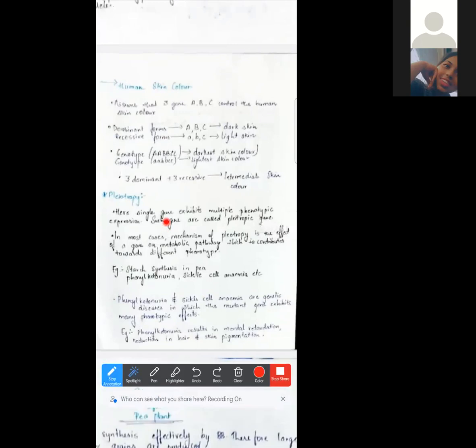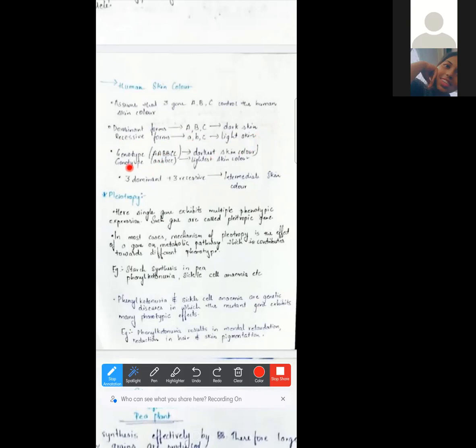Human skin color is controlled by 3 genes. We assume them as A, B, and C. They control our human skin color. If all of them, capital ABC, are the dominant form, which represents dark skin, and this is the form of small abc, which represents light skin.